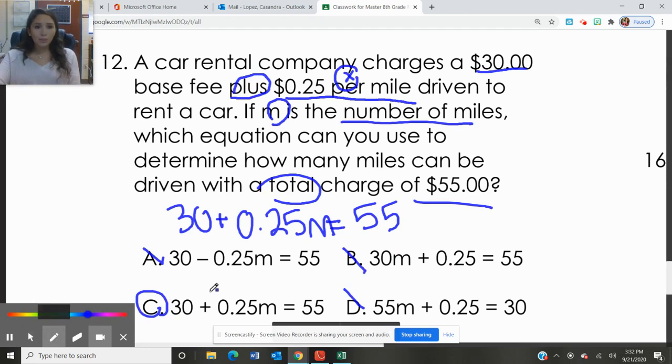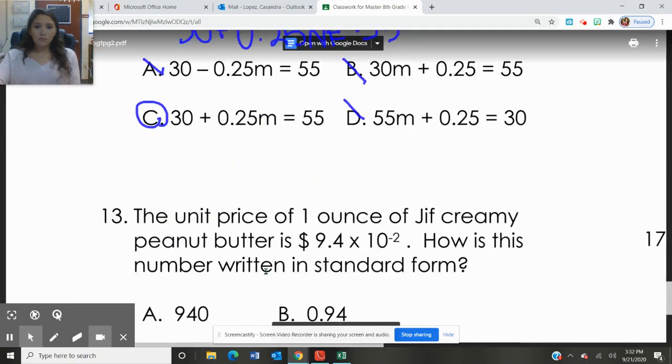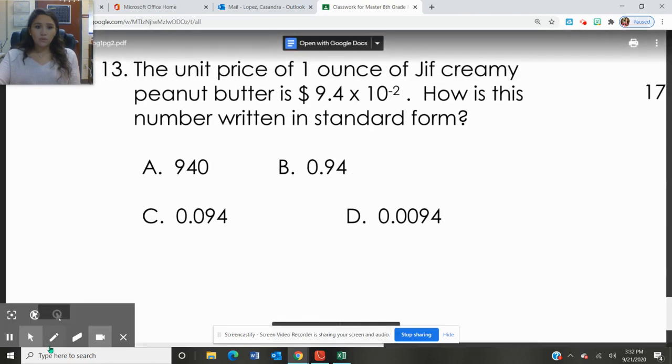Okay, let's go on to question number 13. Okay, question number 13 says the unit price of 1 ounce of Jif creamy peanut butter is 9.4 times 10 to the negative second power. How is this number written in standard form?